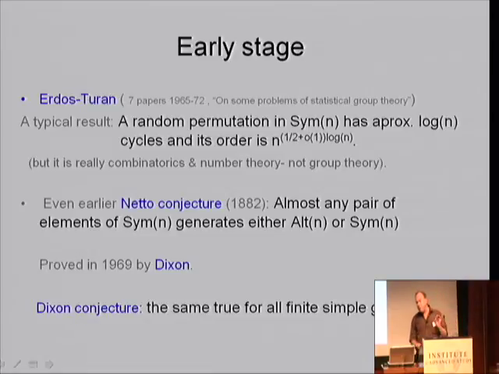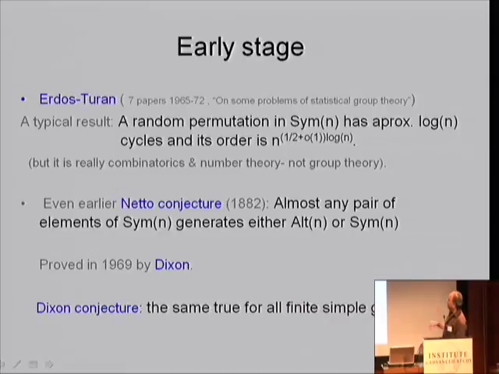But if one wants to be honest, these papers are not really about group theory. They are really combinatorics, because we know what a permutation is, and there is very little group theoretical content in these papers. It's more combinatorial and probabilistic, though, as I will point out very soon, some of these results were used later on in group theoretical considerations, as we will be able to see in a few minutes.